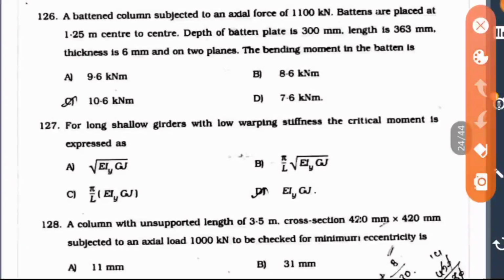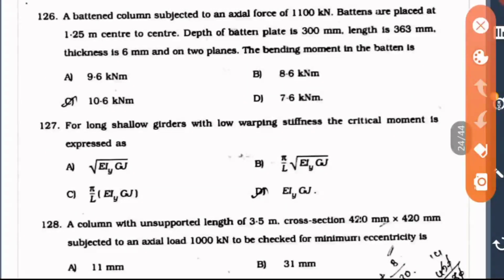Question 126. A batten column subjected to an axial force of 1100 kN. The battens are placed at 1.25 meter center to center. Depth of the batten plate is 300 mm. Length is 363 mm. Thickness is 6 mm and on two plates. The bending moment in the batten is what?